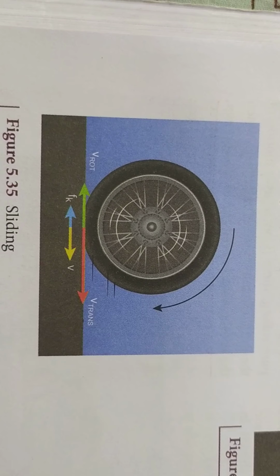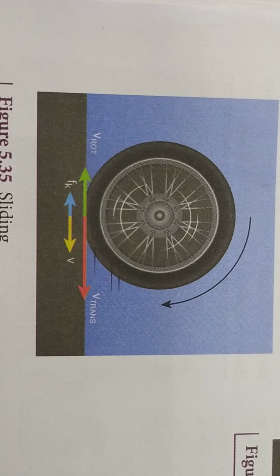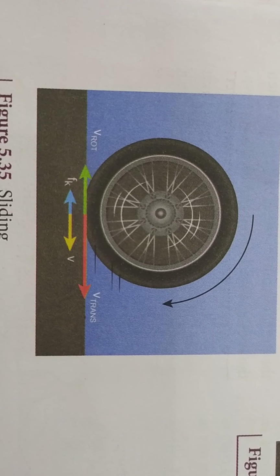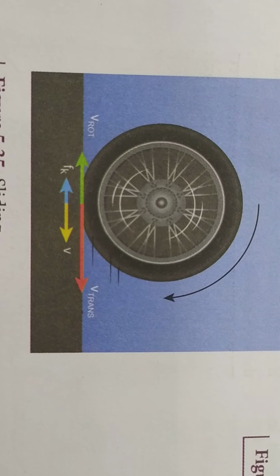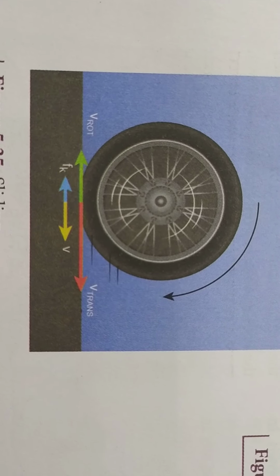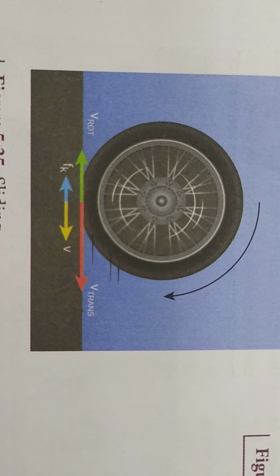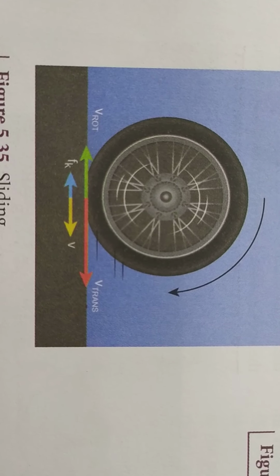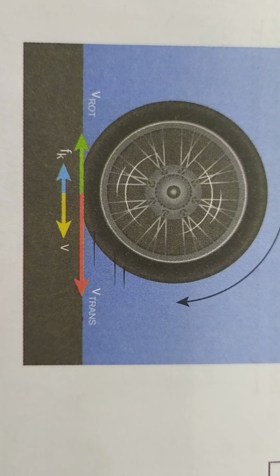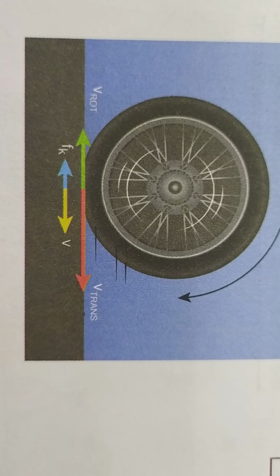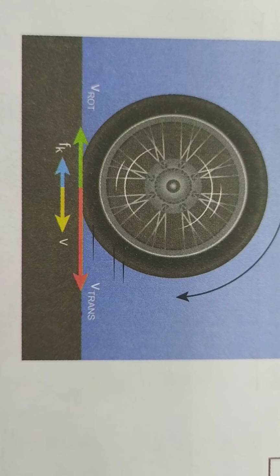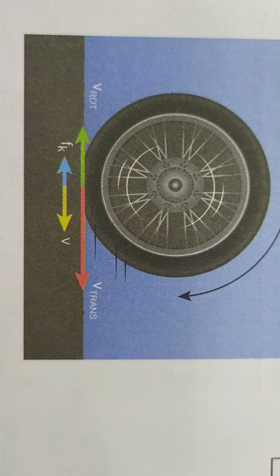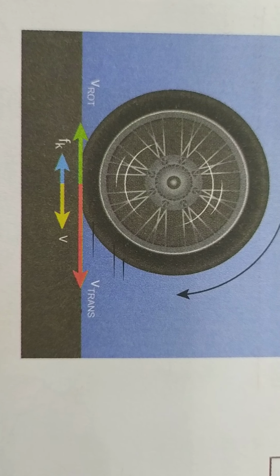Here when you see this diagram, this is the example for sliding. That is, imagine you are applying a sudden brake to the car. So what happens here? V trans is greater than V rotation. Here the orange line represents V trans and the green line represents V rotation. So definitely the car is coming to rest, and so V trans is greater than V rotation. So the frictional force, that is Fk, will act in the opposite direction to V trans. And so what is the resultant velocity? This V, that is the yellow line, will give you the resultant velocity. So that is along V translation, because V translation is very high.